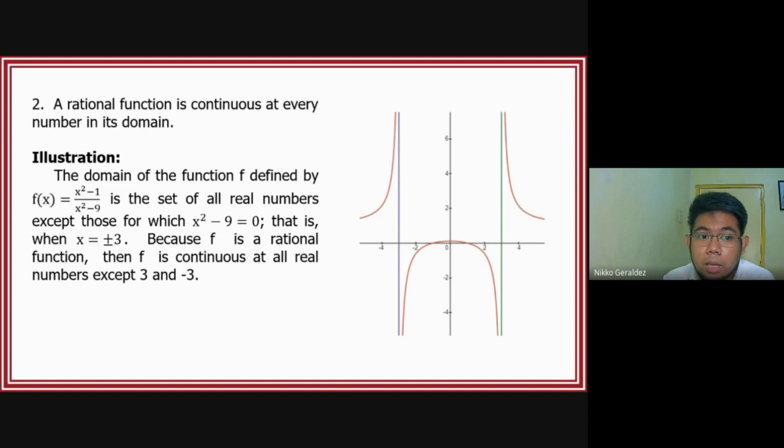Halimbawa ito, x squared minus 1 over x squared minus 9. Ang domain niya is the set of all real numbers except positive and negative 3. So, ang rational function na ito, itong f of x na yan, discontinuous siya at negative 3 and positive 3. Di ba meron kang infinite discontinuity at x equal to positive and negative 3. Okay.